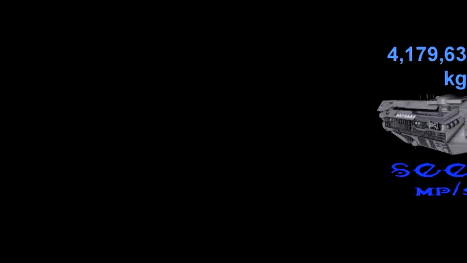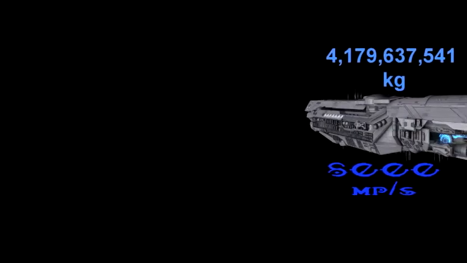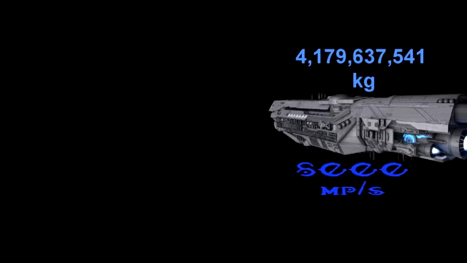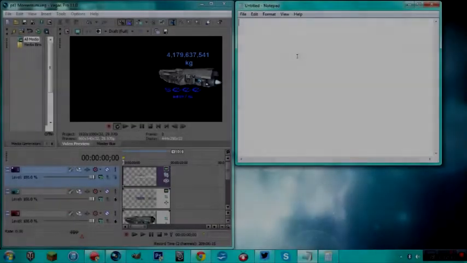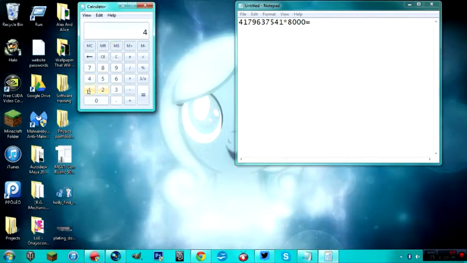Now, in order to find the momentum, we have to multiply the mass times the velocity of motion. So 4,179,637,541 kilograms multiplied by 8,000 miles per second. That's a big number, 4 billion. So let me do that. We have 541 multiplied by 8,000. That would equal 4,328,000. Right?